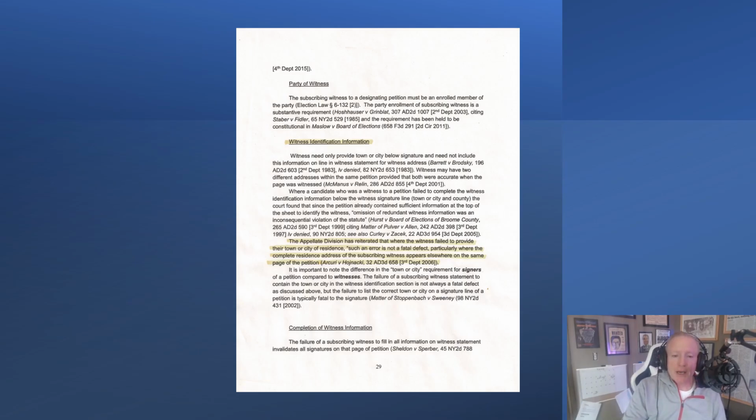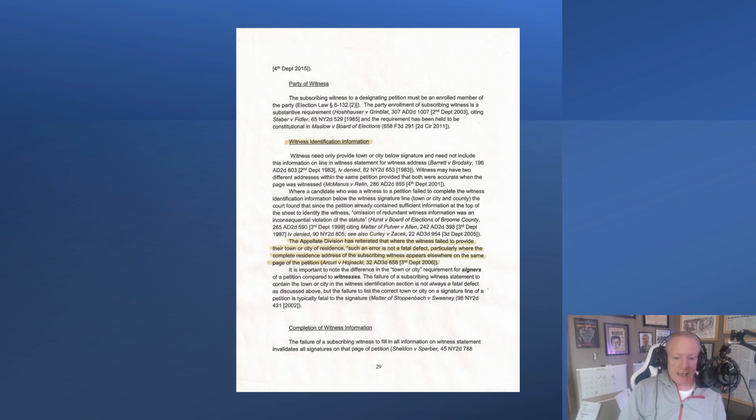So in the previous screen, I showed you the blow up of the designating petition. And I showed you box number 4, where it talks about the witness identification section, asking for town and county of the witness. Well, if you want to know if you have to fill that line out, you go to the election law. What you see on the screen right here is page 29 of the election law. And you can't argue against it.